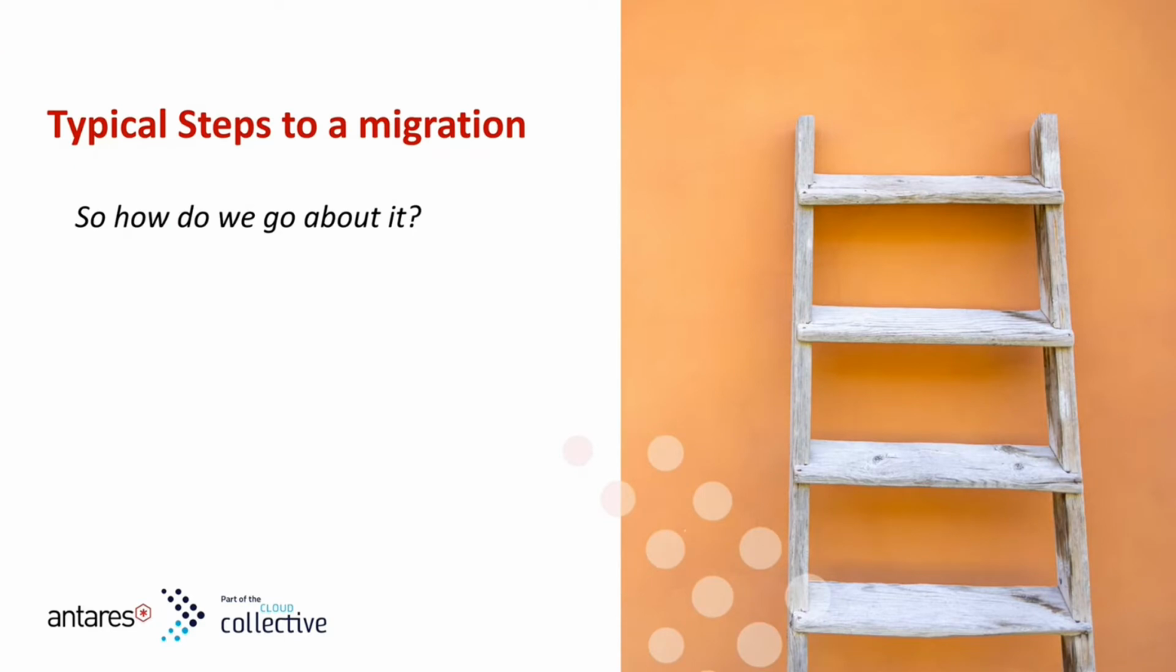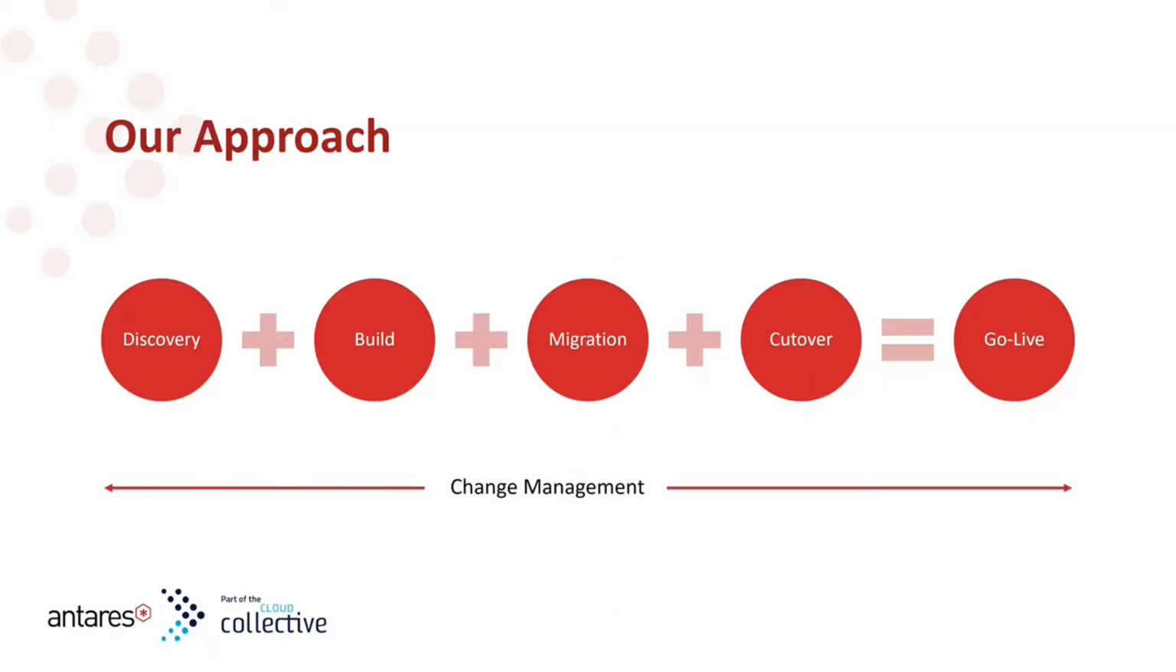So, typical steps. How do we go about it? What are the things that we would do? Some of the IP we have is around the approach and the methodology. A typical approach for us, very high level, is broken into 5 areas, well, kind of 5, but one runs across, so there's sort of 6 in there: a discovery phase, a build phase, the migration, the cutover and go live, and then change management.